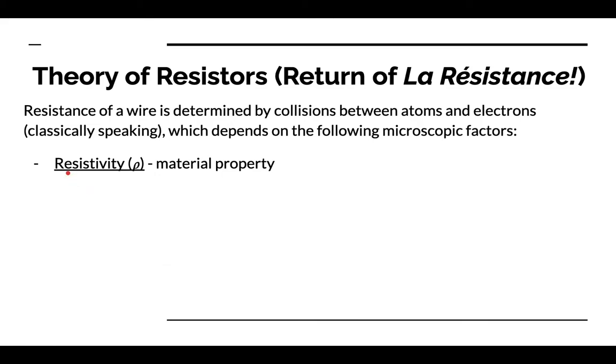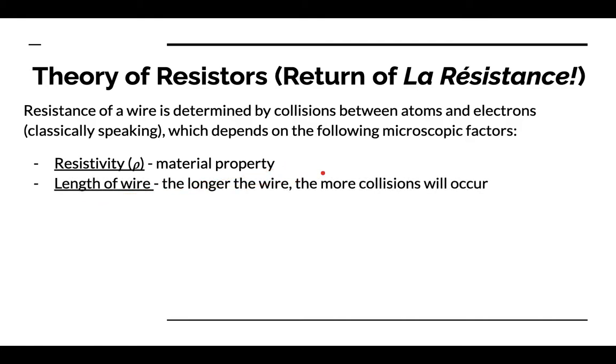There's a material property called the resistivity, which measures to what degree a material naturally impedes the flow of electrons. It's a material property, so it does not change for a material regardless of where you take that object or what you do to it.